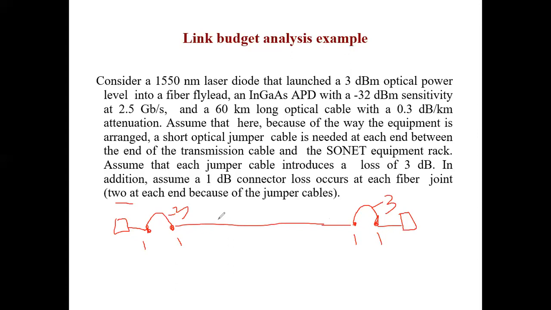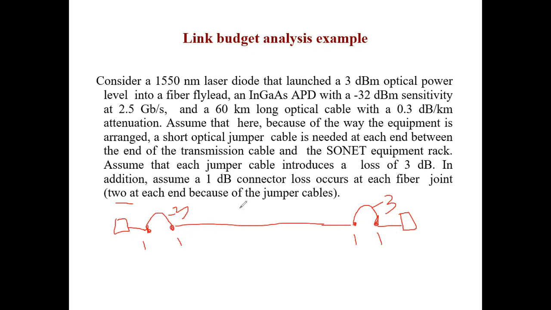Just see the question, is splicing there? Yes, students, is splicing mentioned in the question? No, ma'am. So no need to draw. Here they have mentioned a jumper cable between 2 connectors, and at both ends it is repeated. So 2 connectors at the transmitter end, 2 connectors at the receiver end. So 1 dB, 1 dB, 1 dB, 1 dB, and 3 dB loss is introduced by the jumper.